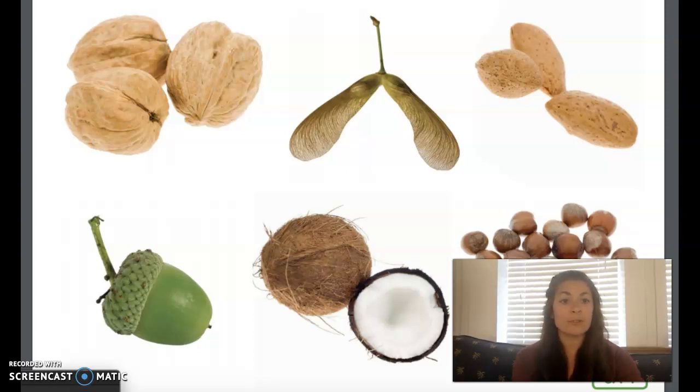Most seeds are carried away from the parent tree that produced them. Do you remember how seeds are dispersed or spread apart? They are dispersed in various ways. They are carried by animals, people, wind, and water.